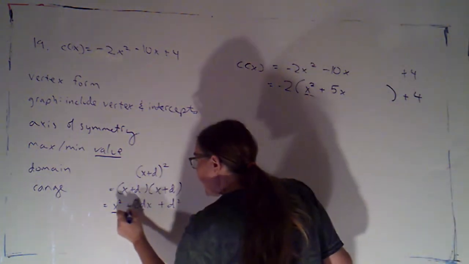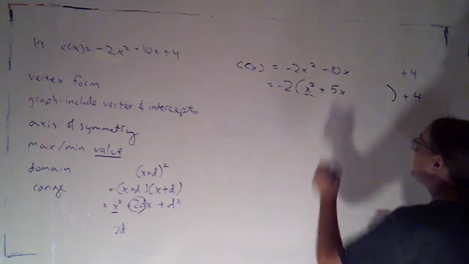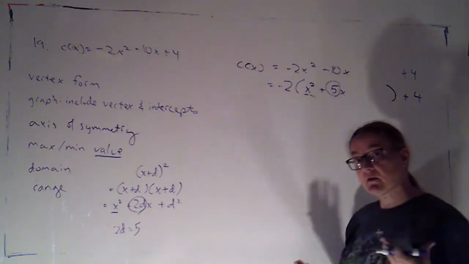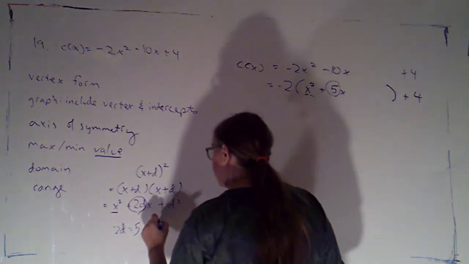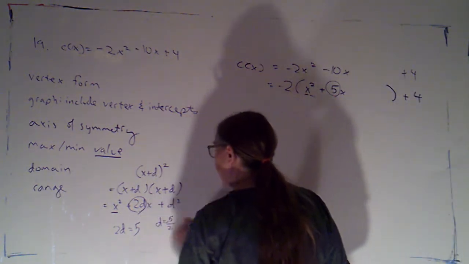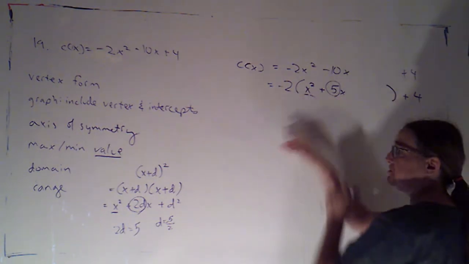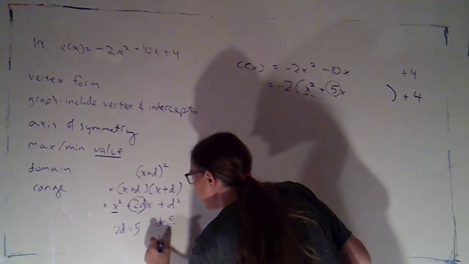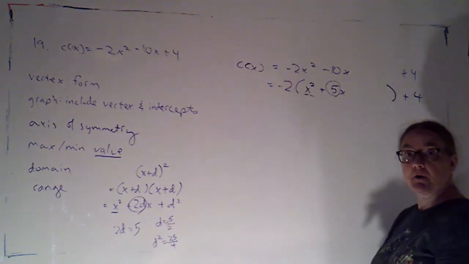Now I look at the number of x's, and the number that I want is 2d. The number that I have is 5. If I set those equal to each other, that will tell me what this number d is. D is going to have to equal 5 halves. With that choice, these first two terms match my formula. So then d squared would equal 25 over 4.